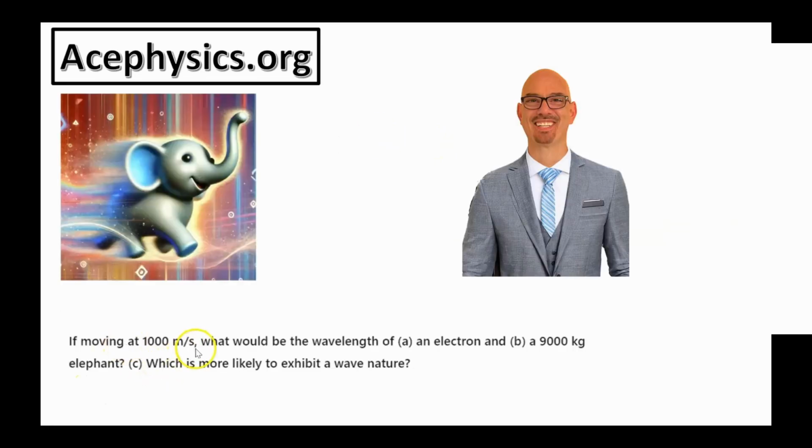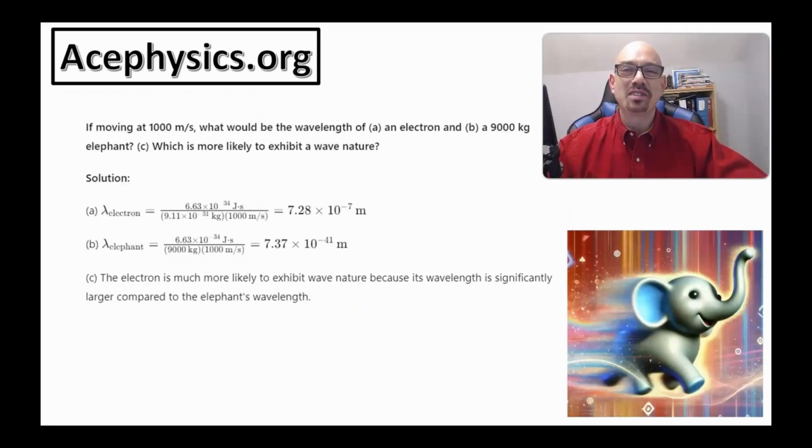If moving at 1,000 meters per second, what would be the wavelength of (a) an electron and (b) a 9,000 kilogram elephant? Which would be more likely to exhibit a wave nature? You might want to pause the video now because I'm going to go through the solution on the next slide. Hi, and here's the solution.